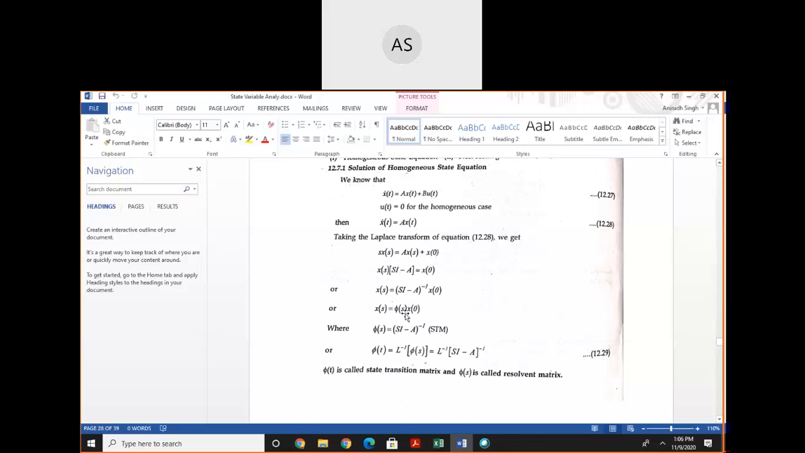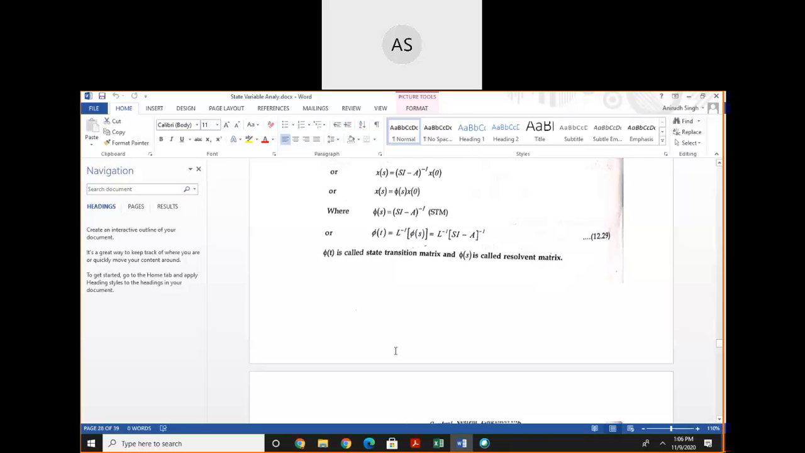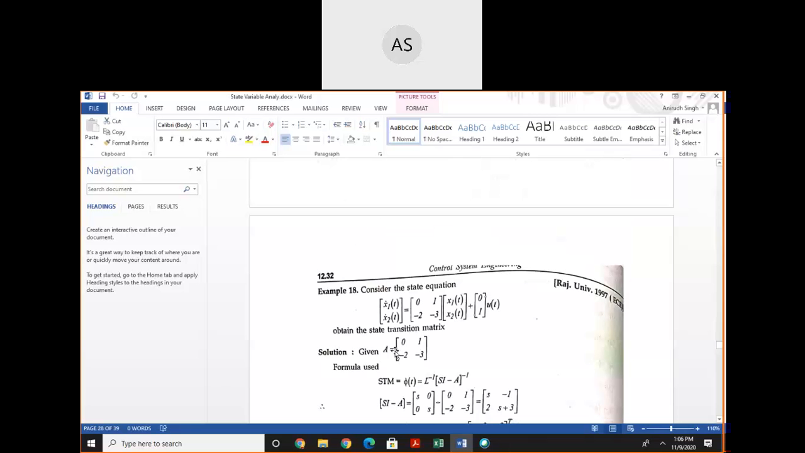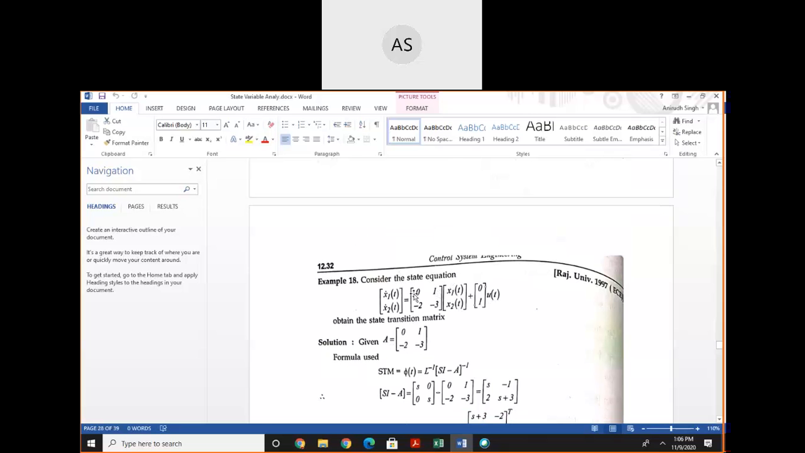So we can write that X(s) times (SI minus A) is equal to X of 0. Then X(s) is equal to (SI minus A) inverse multiplied by X of 0. This inverse matrix (SI minus A) inverse is denoted psi of s, and this is known as the resolvent matrix, and if we take the inverse Laplace transform of this, we get the state transition matrix.